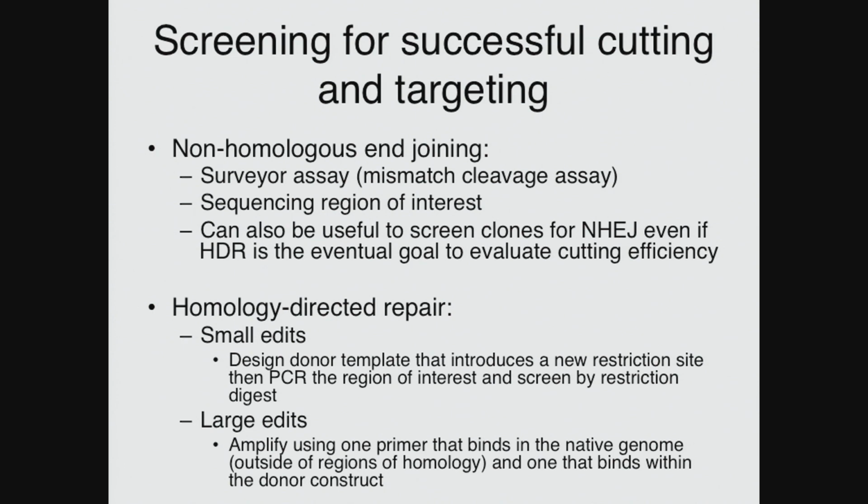homology-directed repair. And I mentioned this also, so for small edits like a single base pair change, you can design a donor template that introduces restriction sites so that you can do a restriction digest screen. For large edits, you can amplify using a primer that binds in your donor and one that binds outside. And you want one that binds completely outside of the arms of homology, so you're not screening just a random site that got your entire donor.